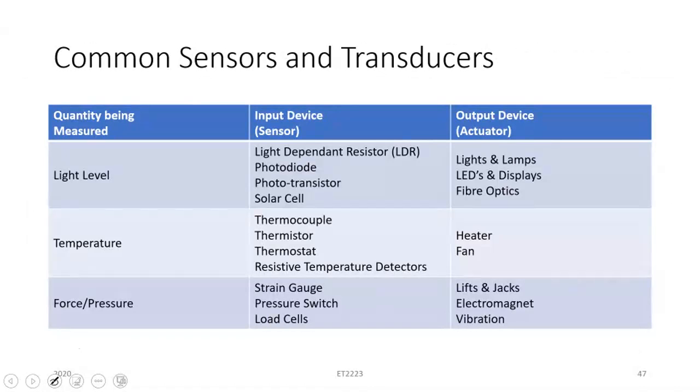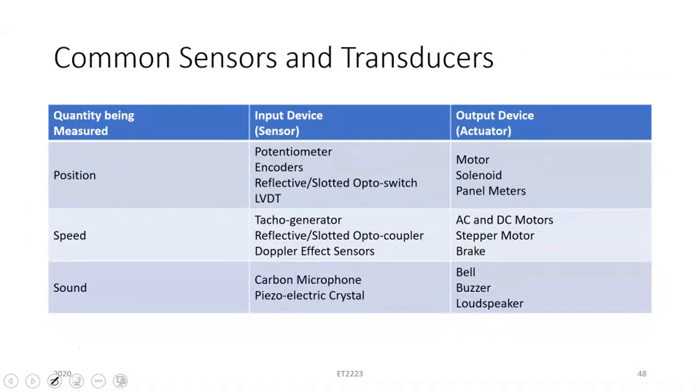So these are some examples of common sensors and transducers for your reference. That's all for today. We mainly looked at analog and digital systems, analog to digital signal conversions, and some common hardware components, different types of hardware components that you may be interfacing with your systems.